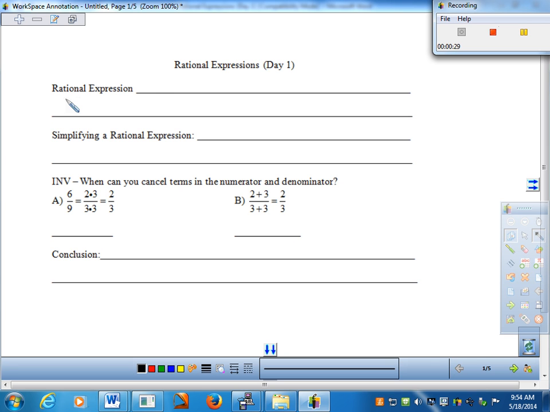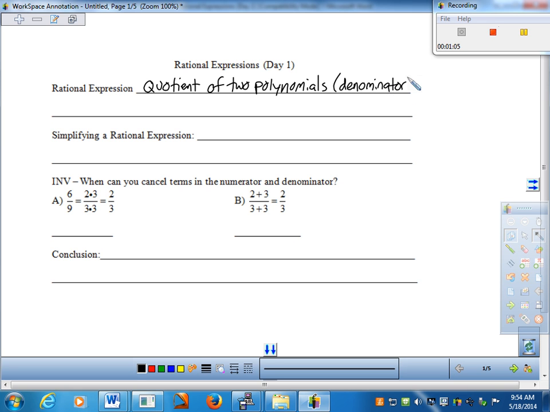A rational expression, I guess the best way for me to describe it is a quotient, so division essentially, a quotient of two polynomials. And there's one little catch to this, so I'm going to put it in place here. In terms of the denominator, we want that to at least be a degree 1 polynomial. So denominator must be at least degree 1, and I'll show you why in just a sec, but that's how I would describe that piece.